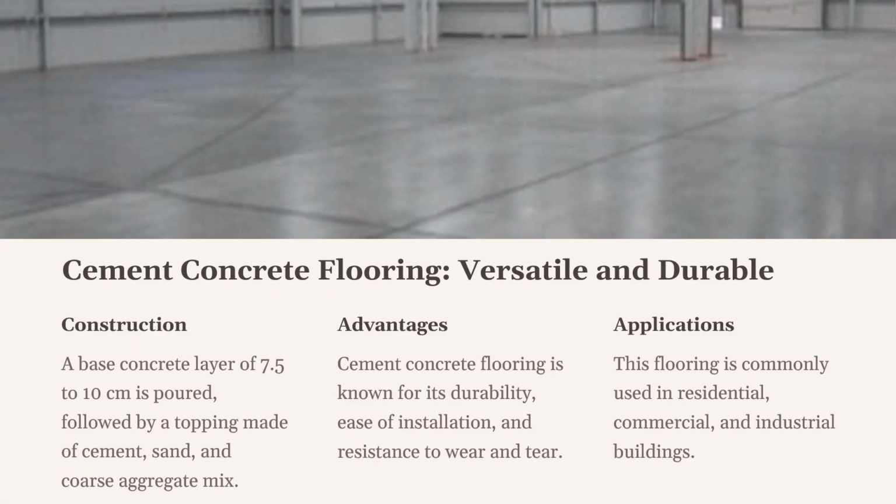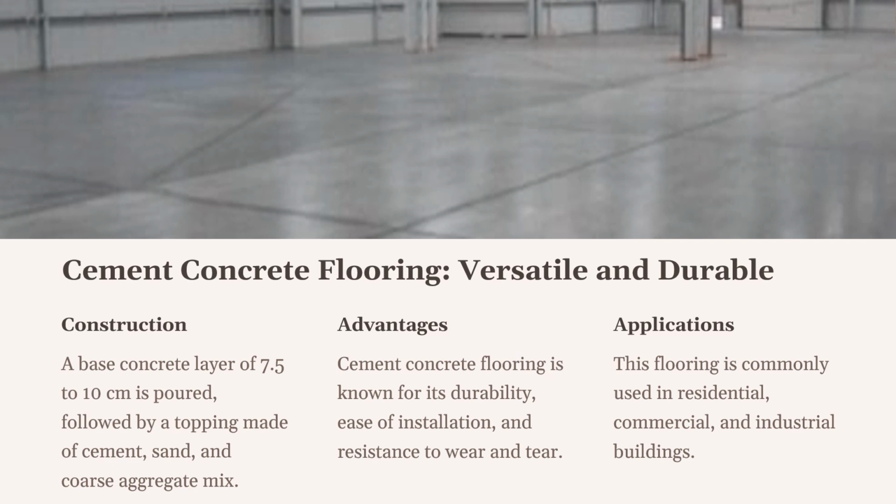Cement concrete flooring consists of 2 main parts, the base concrete and the topping or wearing surface. First, you lay down the base concrete, which is about 7.5 to 10 cm thick. This base can be made of lean cement concrete or lime concrete depending on your needs. It is important to compact and level the base properly over compacted soil to ensure a solid foundation. Once the base concrete sets, usually a day or so, you prepare for the topping.